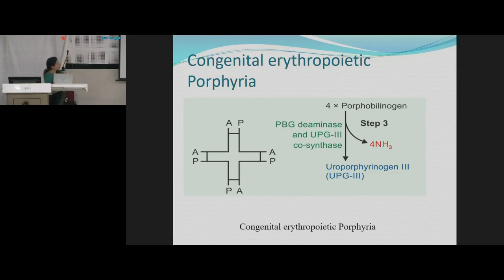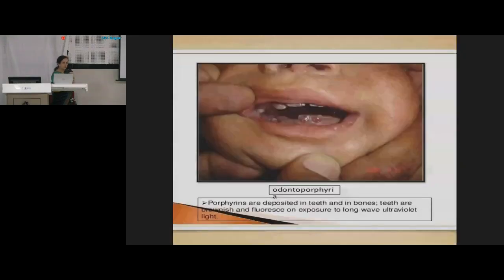And the symptoms will be, now after the synthesis of this uroporphyrinogen, that is from now onwards the symptoms of photosensitivity will develop. So when there is PBG co-synthase or deaminase deficiency, person generally in congenital erythropoietic porphyria will have photosensitivity. So if the teeth are also exposed to ultraviolet lights, they will shine or emit light, that is known as erythrodontia. So this is common in congenital erythropoietic porphyria.